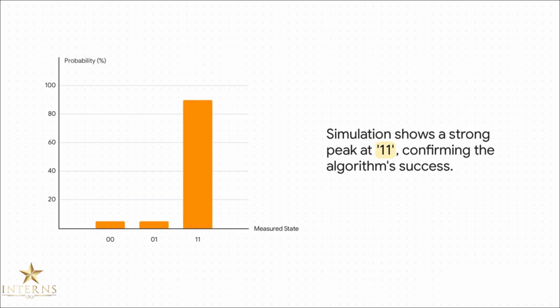Now, before we started, every state, 00, 01, 10, and 11, all had a flat 25% chance. But after just one round of the oracle and the amplifier, just look at that. The probability of finding our target 11 has absolutely skyrocketed to over 90%. All the others are just noise.